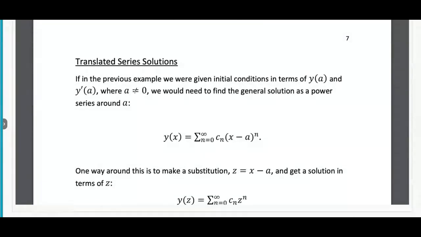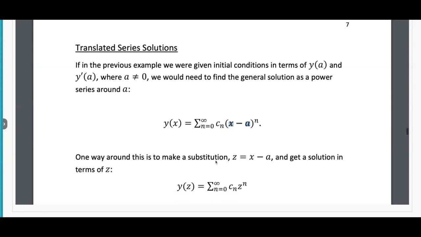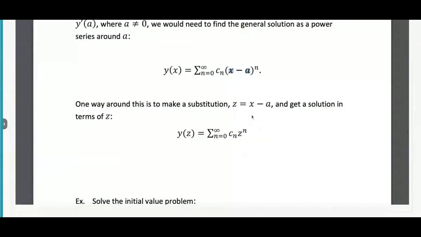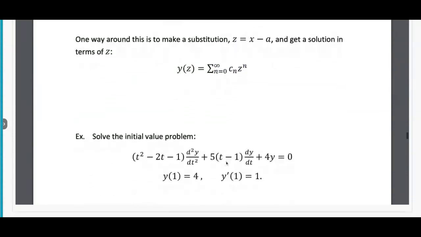Translated series solutions. In the previous example, we're given initial conditions in terms of y of 0 and y prime of 0. But now we have y of a and y prime of a when a is not 0. So we will need to find a general solution as a power series around a. So we will have the form x minus a, not x minus 0. One way around this is to make a substitution, like z equals x minus a. So instead of using z to the nth power, let's see this example.